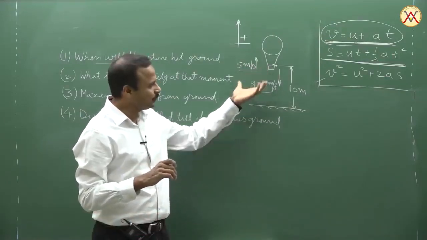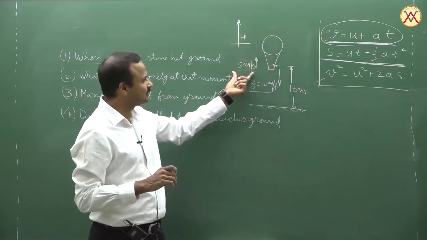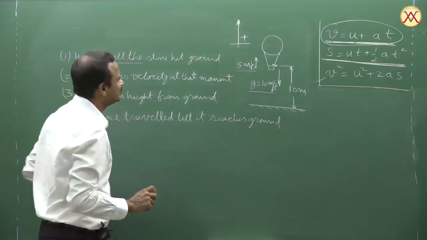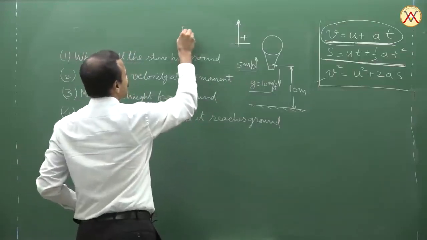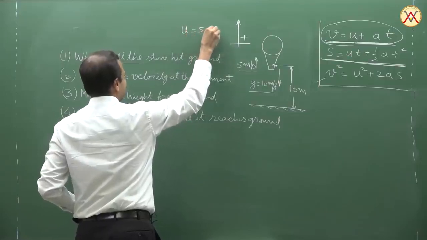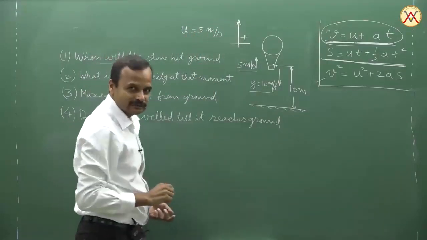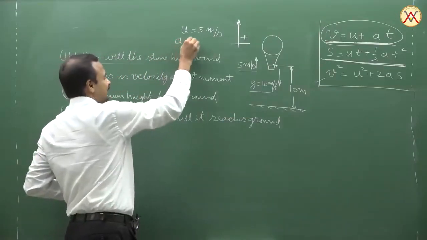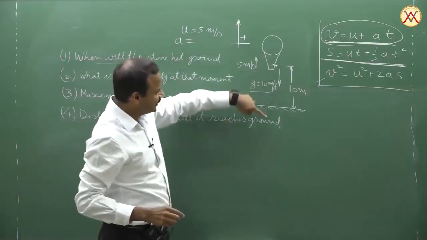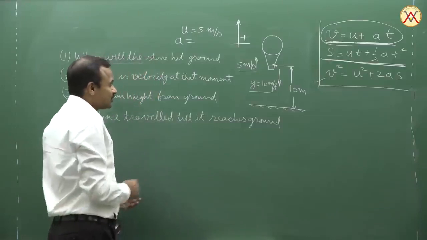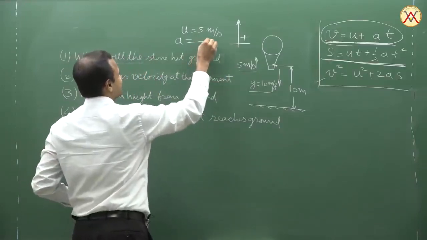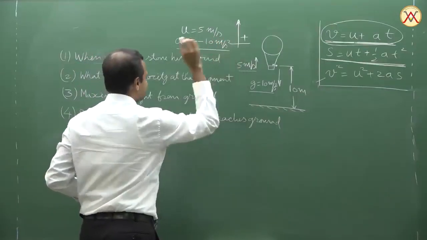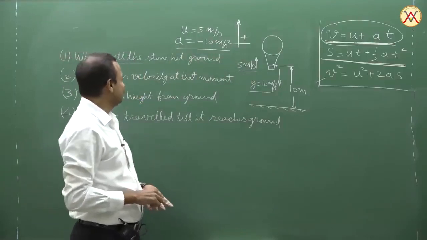The stone along with the person were being carried by the balloon upwards with a velocity of 5 meters per second. So the initial velocity of the stone, u, is 5 meters per second and it is upward, so it is positive. The second thing is acceleration. Acceleration due to gravity is downwards, and any vector that is downward is negative. So it is minus 10 meters per second squared. So these are our values of u and a.